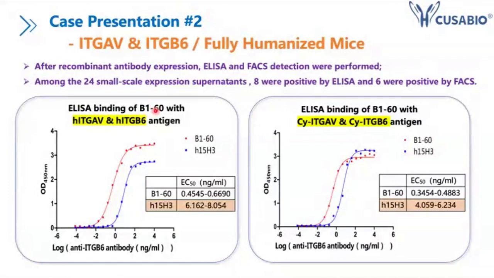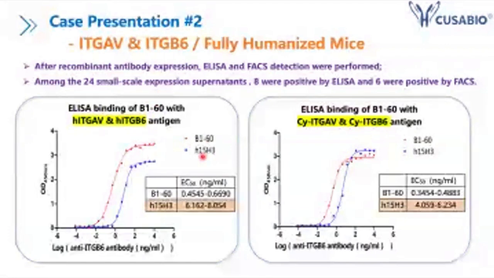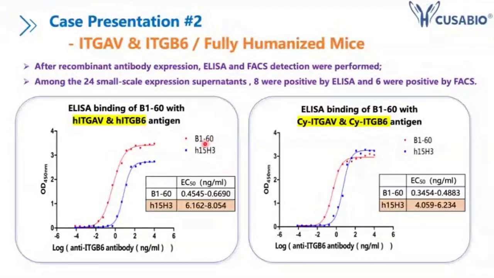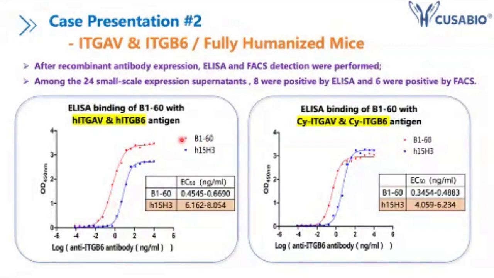As you see, the H15H3 is the benchmark control, which means it's a positive antibody control. And B160 is our hit, the promising candidate. So we did the comparison between the positive control and our candidate. You see that for the ELISA binding result, our candidate shows a very good, better performance than the control. And also when the ELISA binding happens between the monkey antigen and the candidate, it also shows a very good performance. So this is the ELISA binding result.